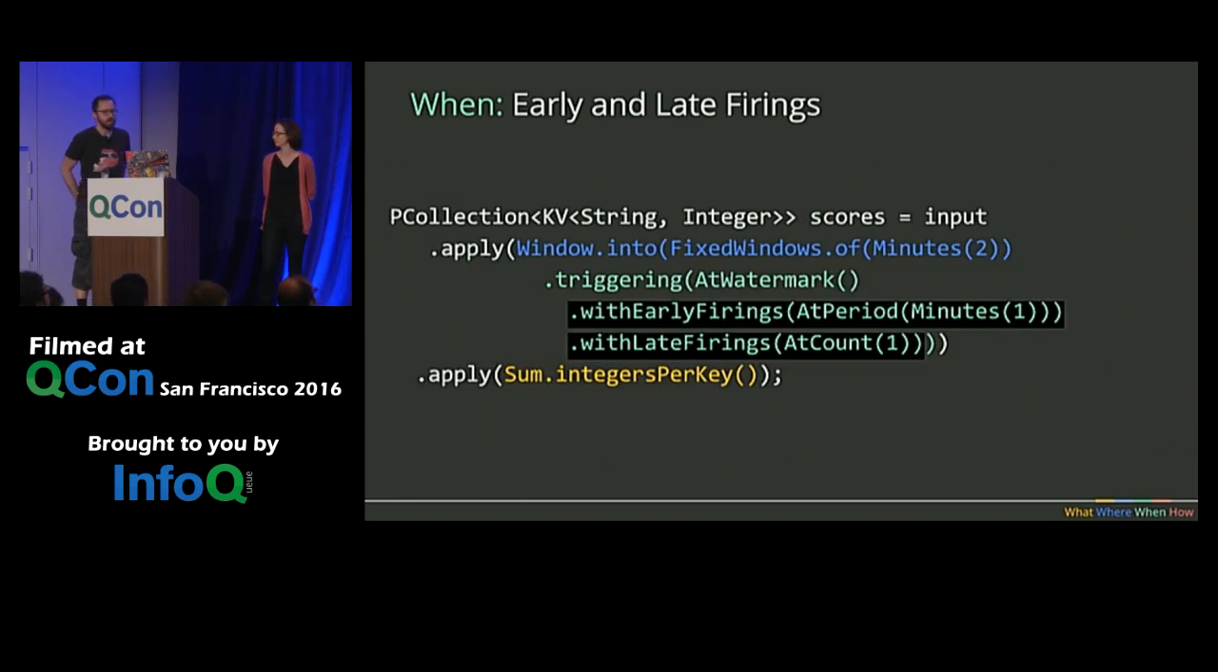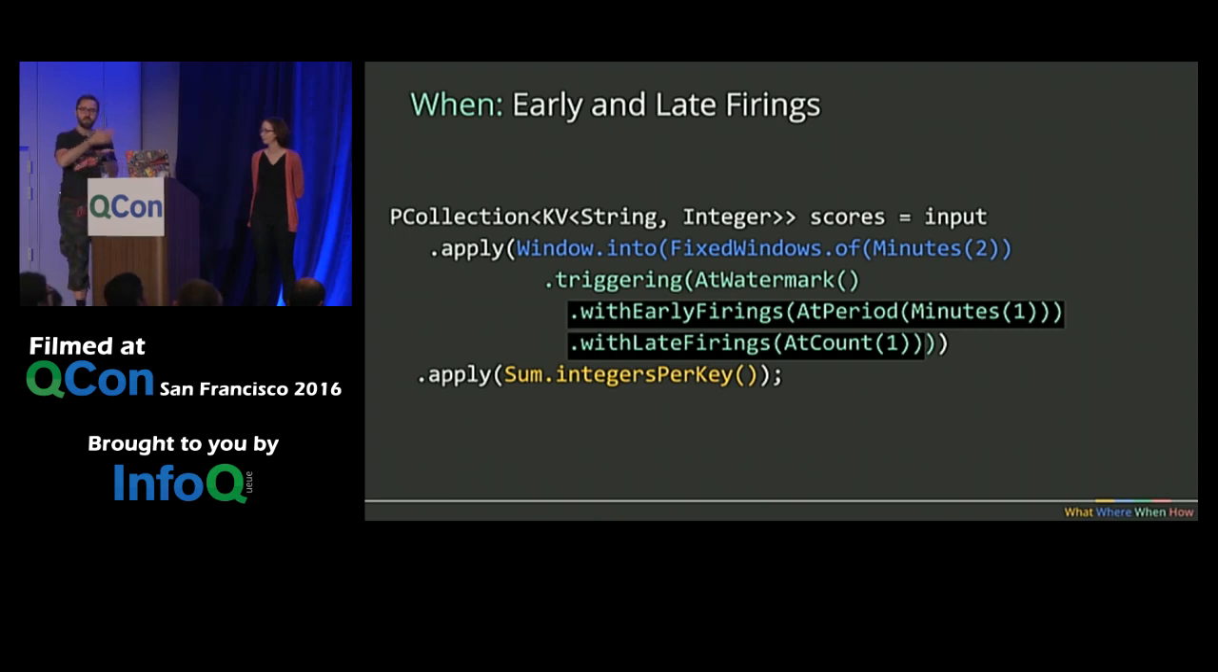So back to the code again. What we've done now is we've added 2 modifications to our trigger. We basically said, well, we want to solve the too slow problem. We'd like to have early speculative results over time. So we add this early firings clause that just says, every minute of processing time, if you have anything new to report to me, go ahead and give me an update.